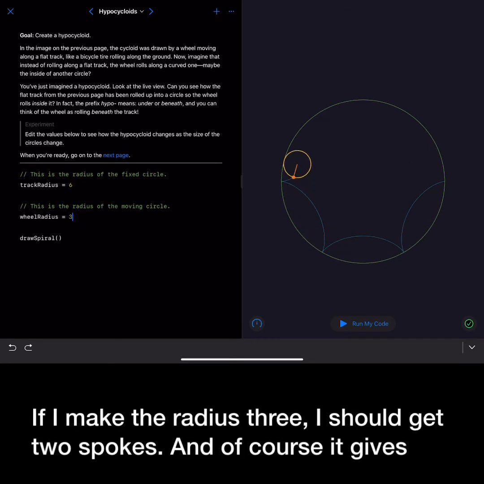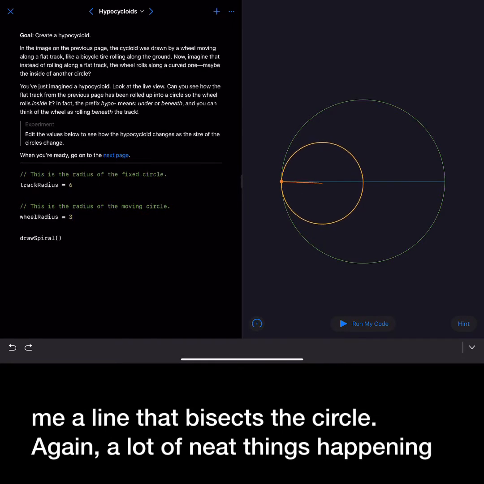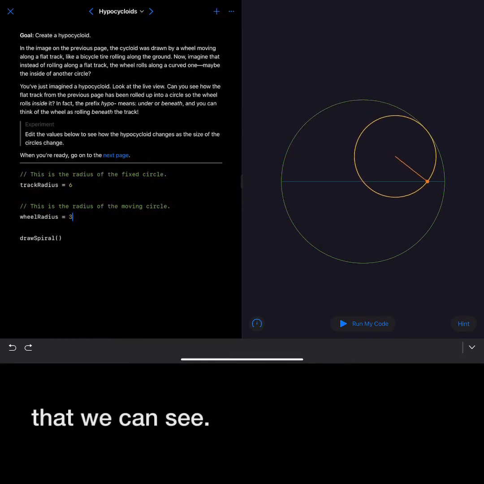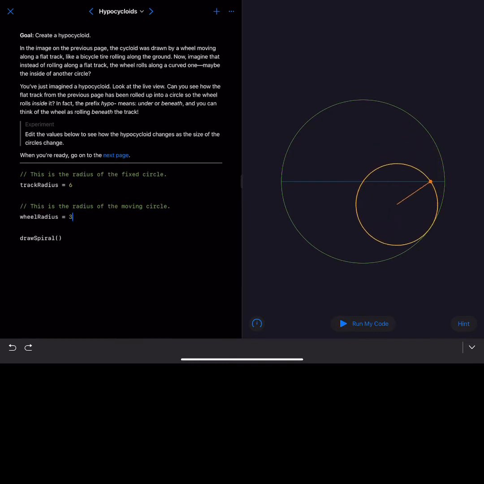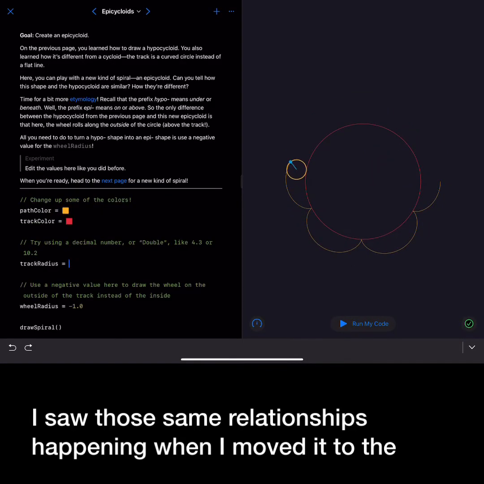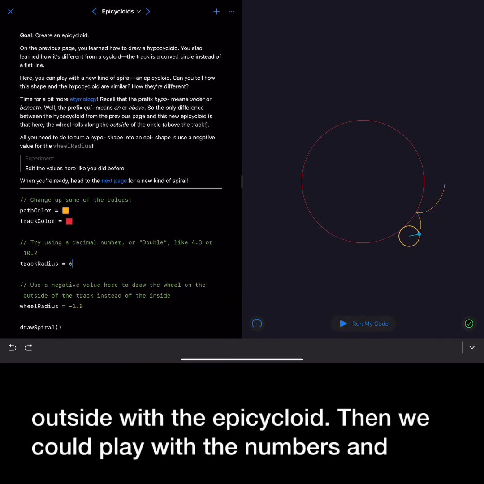If I make the radius 3, I should get 2 spokes. And of course it gives me a line that bisects the circle. Again, a lot of neat things happening that we can see. I saw those same relationships happening when I moved it to the outside with the epicycloid.